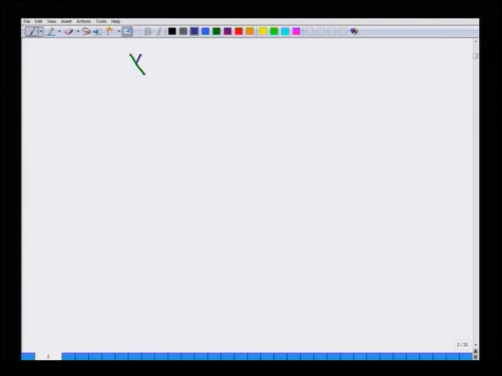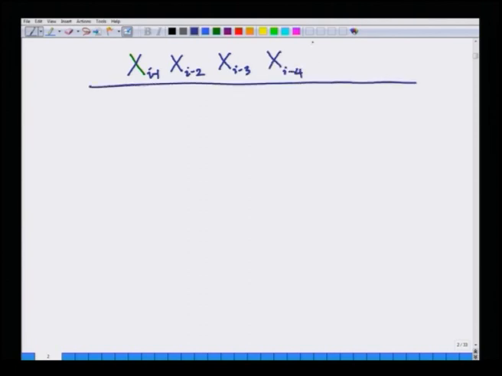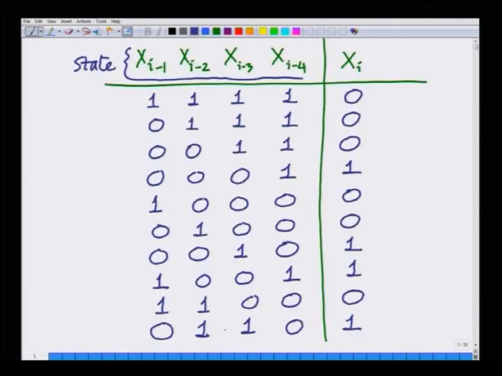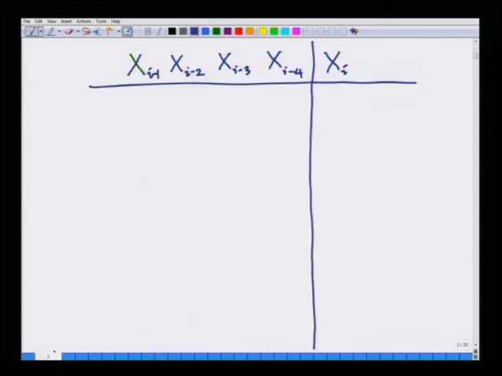So, I will write xi, xi minus 2, xi minus 3, xi minus 4, and here I will write this as xi. So, the previous state is 0, 1, 1, 0 and the output is 1. This 1 will come over here. So, the next state is going to be 1, 0, 1, 1, and xi is 0.